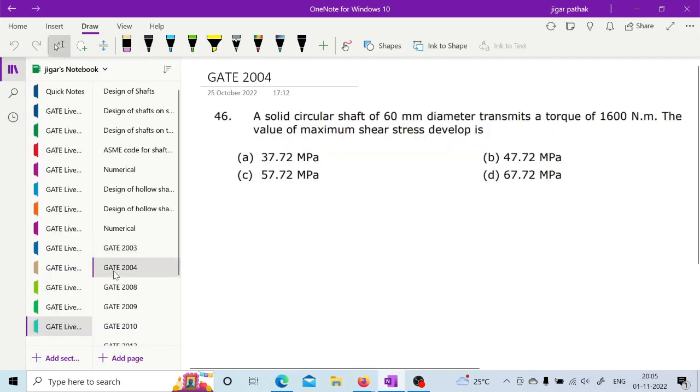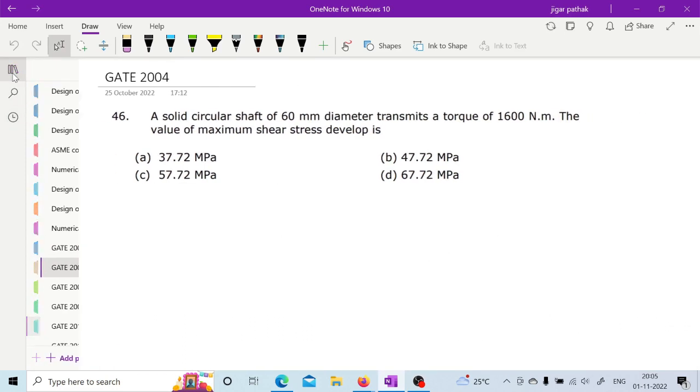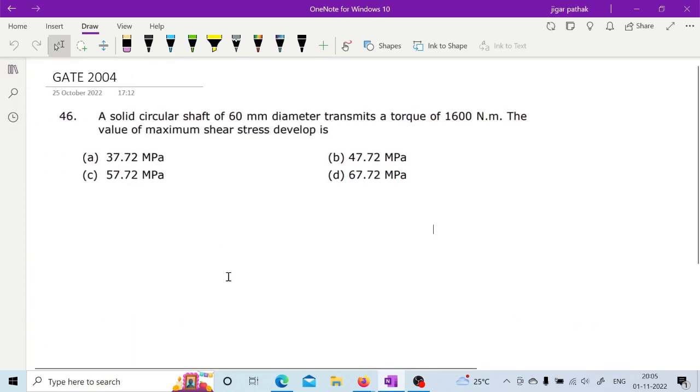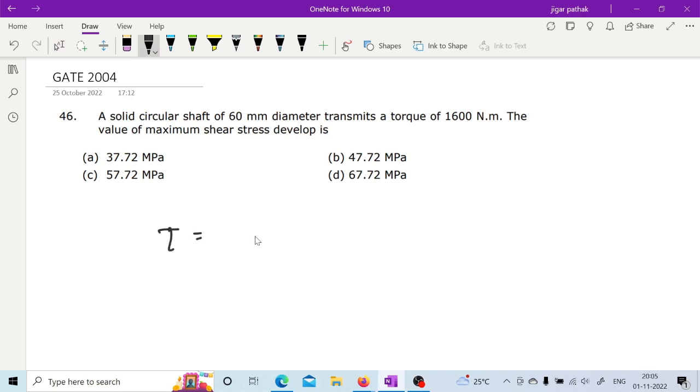Next is from 2004. A solid circular shaft of 60 mm diameter transmits a torque of 1600 Newton meter. The value of maximum shear stress developed. So how can you calculate this? Tau is equal to 16T upon pi D cube, right? Because T is equal to pi by 16 tau D cube, so tau is equal to 16T upon pi D cube. Yes or no? Sir, option A, 37.72.